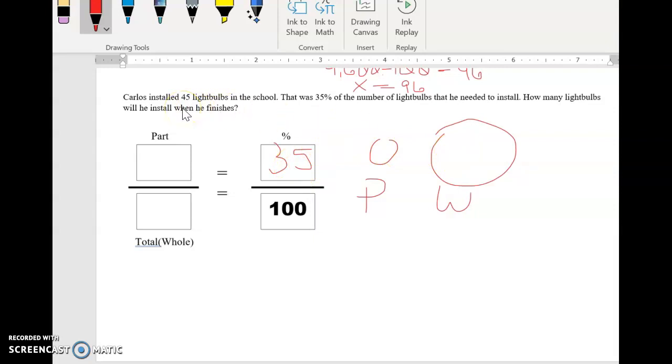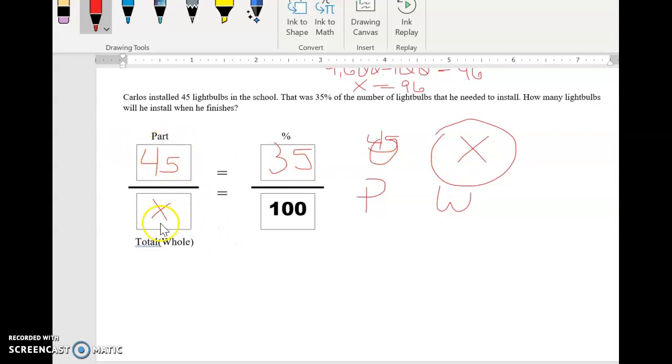All right, so Carlos installed 45 light bulbs at the school. That was 35% of the number of light bulbs that he needed to install. How many light bulbs will he install when he finishes? Well, you see, I already put my percent here. So now 45, is that my part? Or is that my whole? Well, the question says, how many light bulbs will he install when he finishes? So he's not done. That means he's going to install more than 45 light bulbs. So 45 is my part. I don't know my whole.